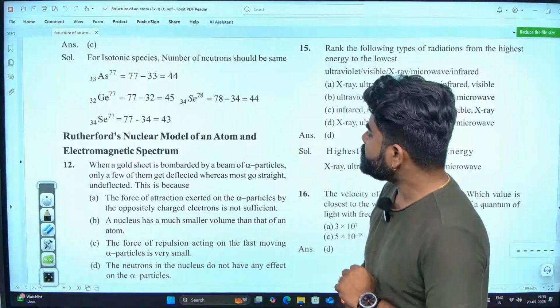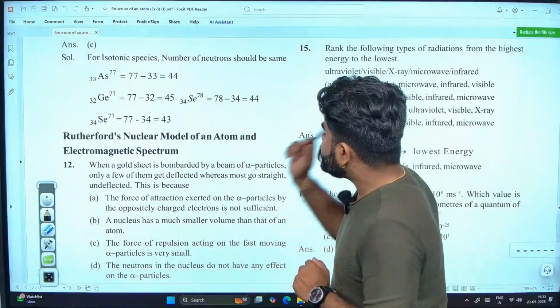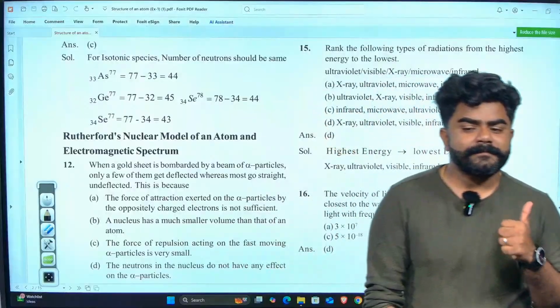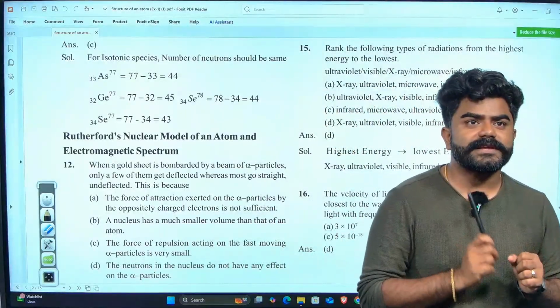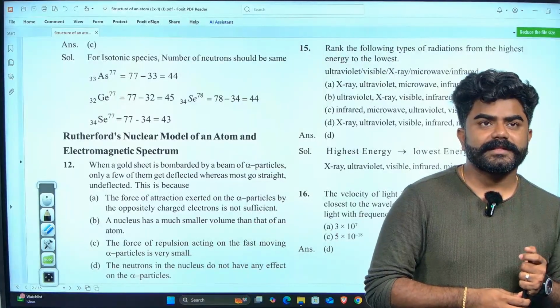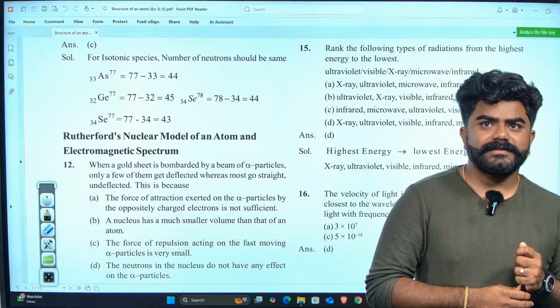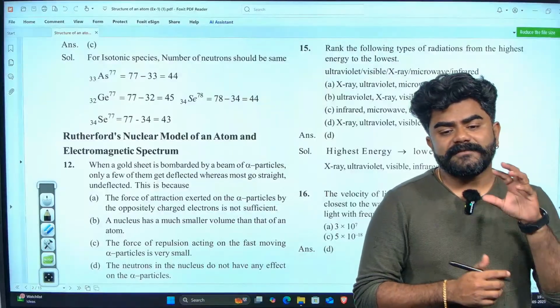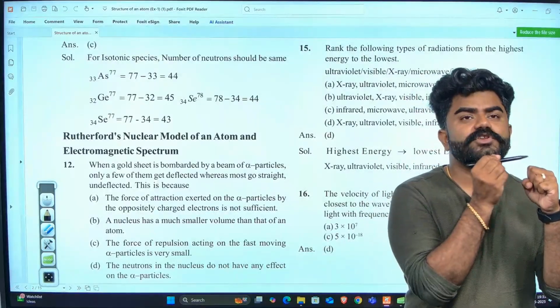Okay, fine. They say few of them got deflected, why is that? Why few alpha particles got deflected? Who is going to answer this? Because the alpha particles got within the nucleus, not protons. The alpha particles went near to the nucleus.